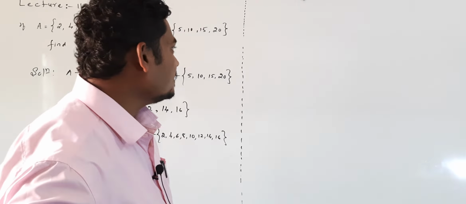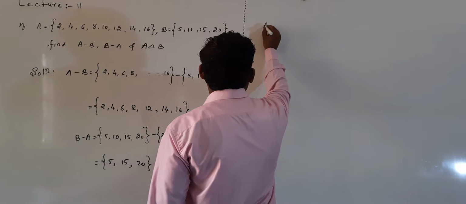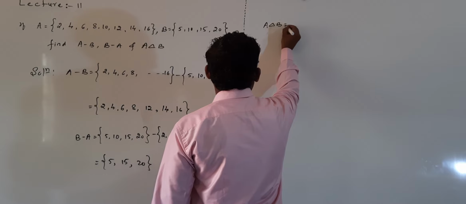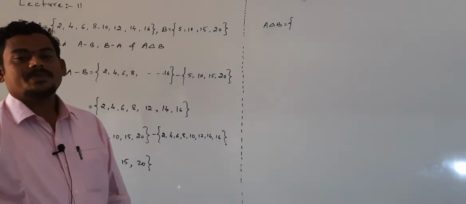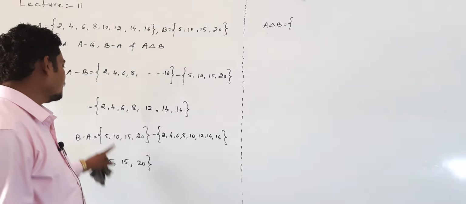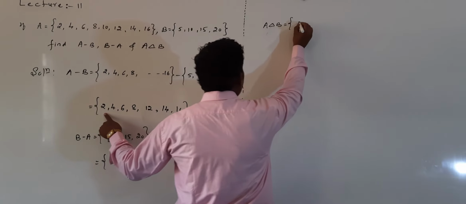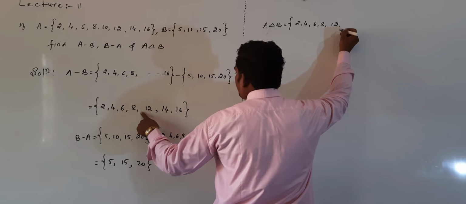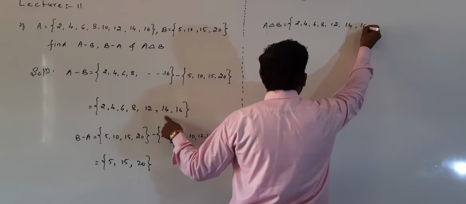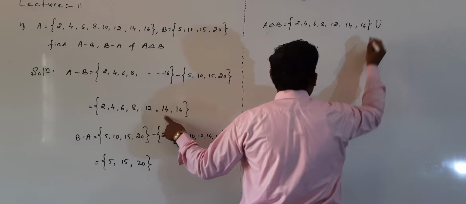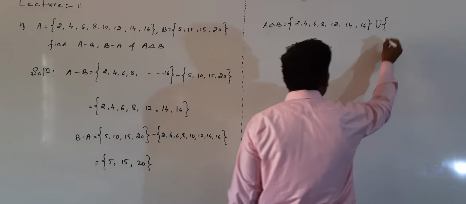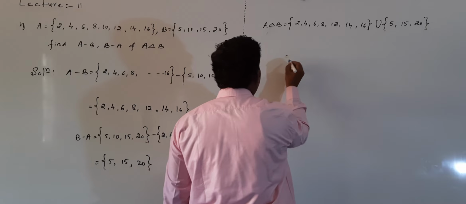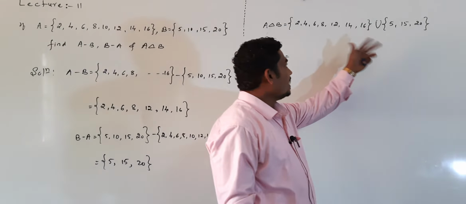After that, symmetric difference of A and B. The symmetric difference means A minus B union B minus A. This is our A minus B: 2, 4, 6, 8, 12, 14, 16, union B minus A: 5, 15, 20. Now take the union of these two sets.